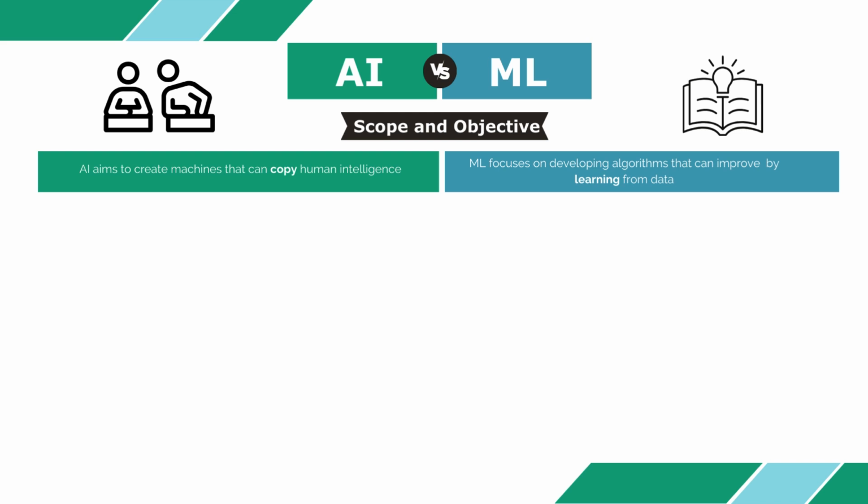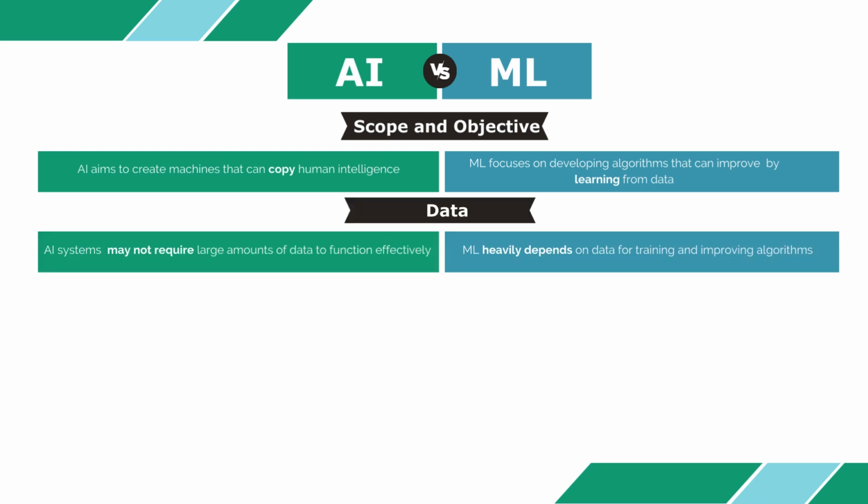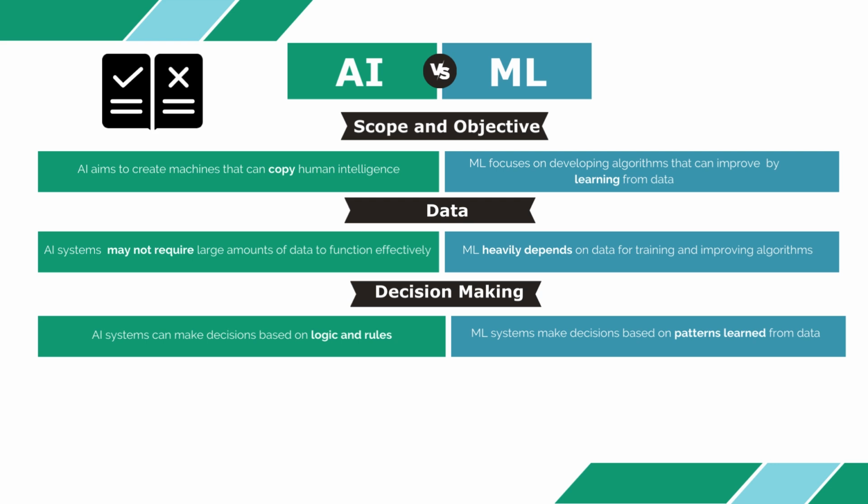Let's move ahead and understand the differences between AI and ML when it comes to data. AI systems may not require a large amount of data, whereas ML heavily depends on data for training and improving algorithms.